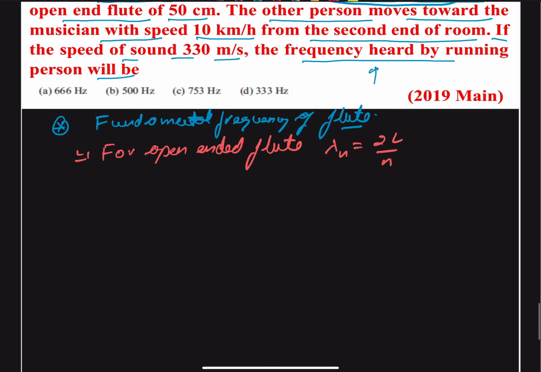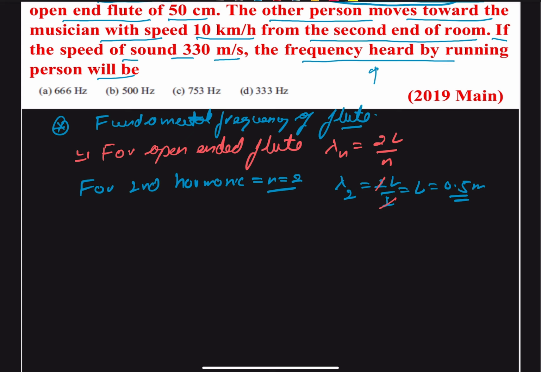For second harmonic, we have the value of n equal to 2. So we get lambda 2 will be equal to 2L divided by 2, the 2 cancels out, so we get L, and length is given as 50 centimeter. So we can write this as 0.5 meters. So this is, you can say, the second harmonic wavelength.